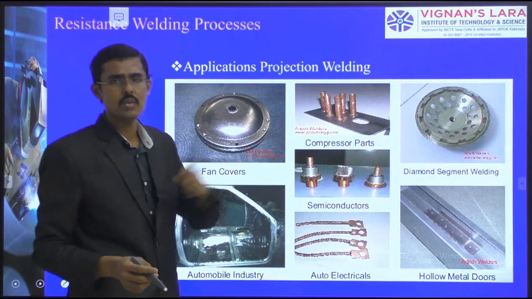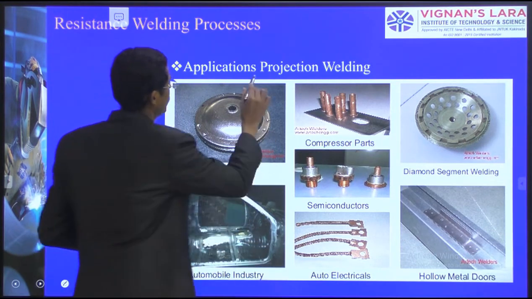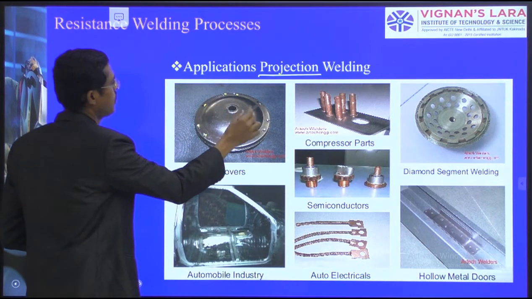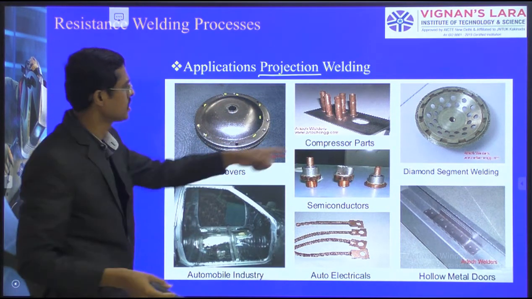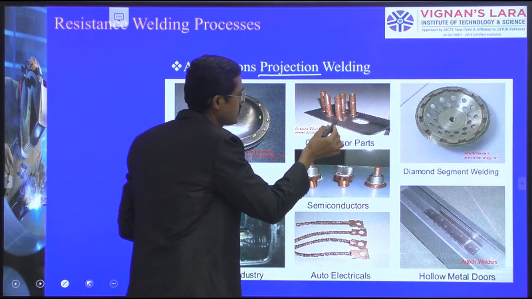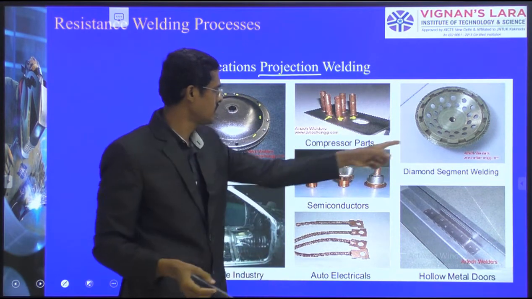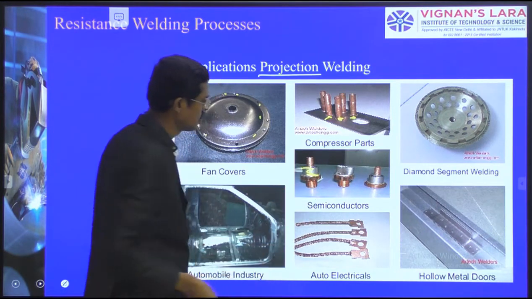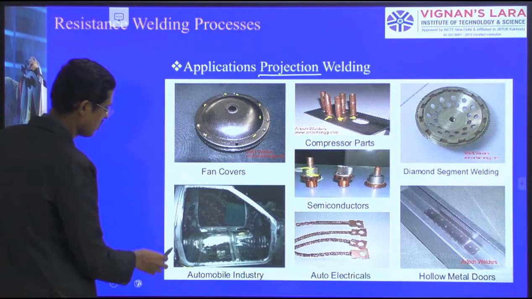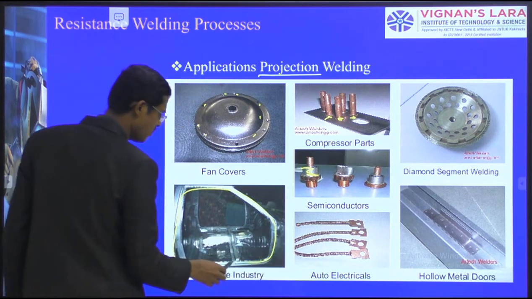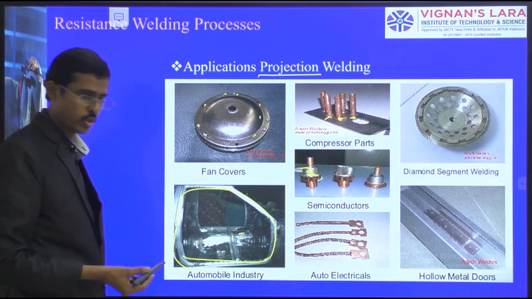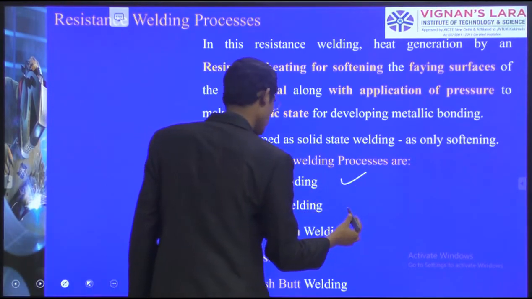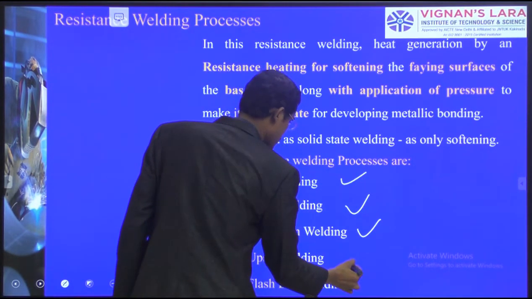A few images I want to show you were done by the projection welding method. See these points they have done. These points are done with two machine setups here. Not only in the video, similar types of welds are done elsewhere too. In some other images you can see two are done here. Some examples are car frames, maybe spot welding, seam welding, or projection welding. As of now we have done spot, seam, projection; upset and butt are remaining.